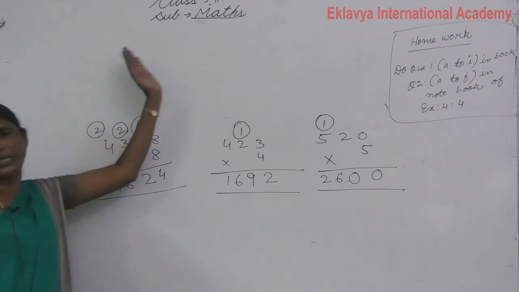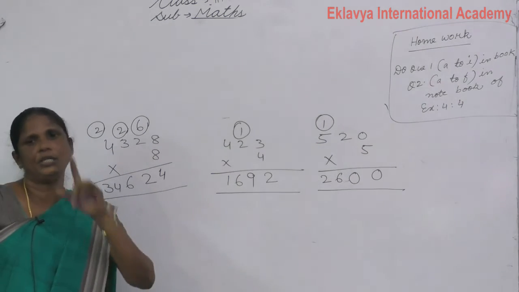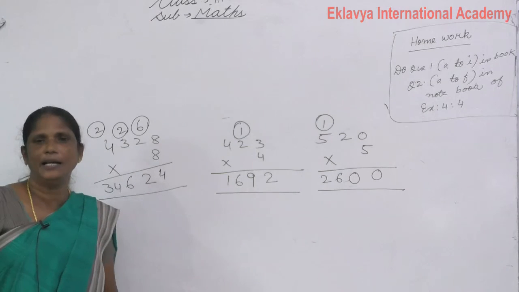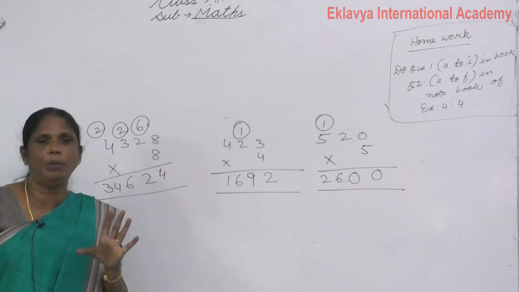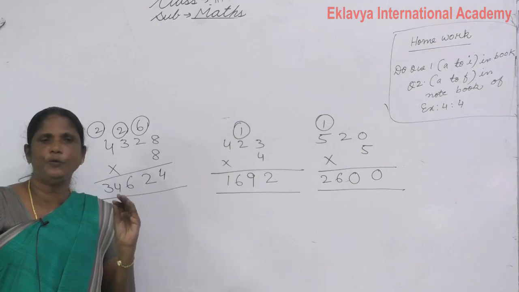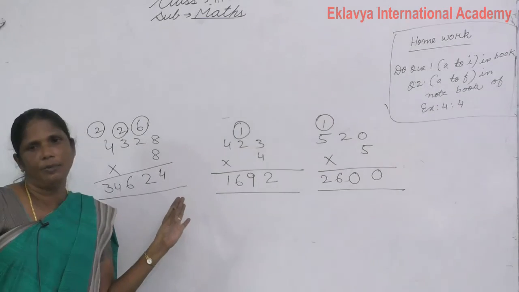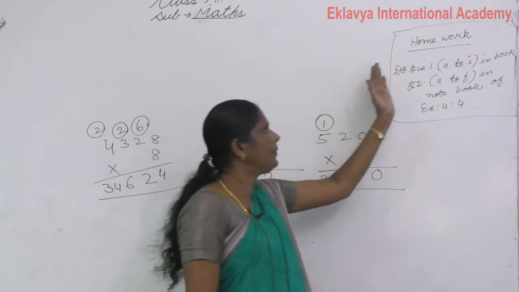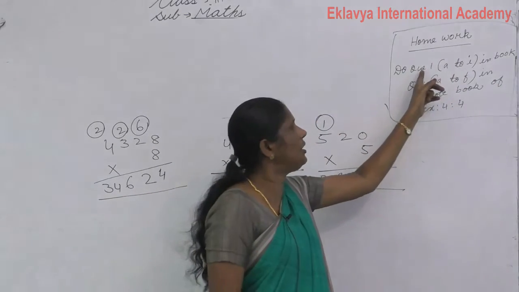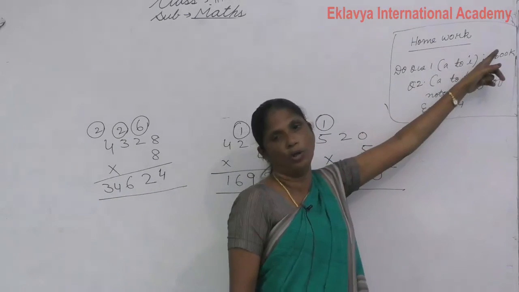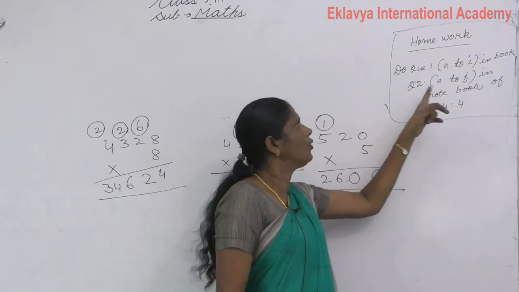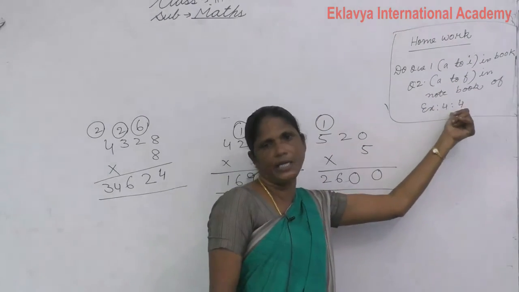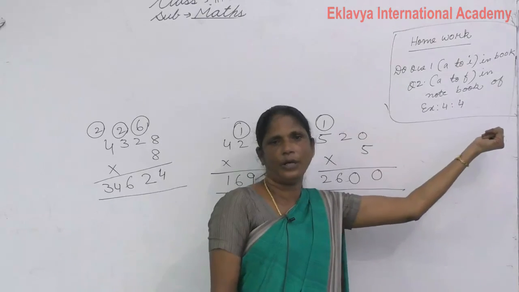Understand? Multiplication by a one digit number. You learn the tables up to 15. You learn the tables, then do these questions in your notebook. Question number 1, A to I, in the book. Question number 2, A to F, in the notebook of exercise 4.4. Okay, thank you.